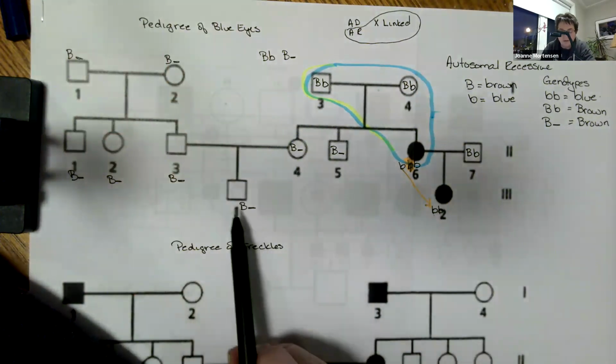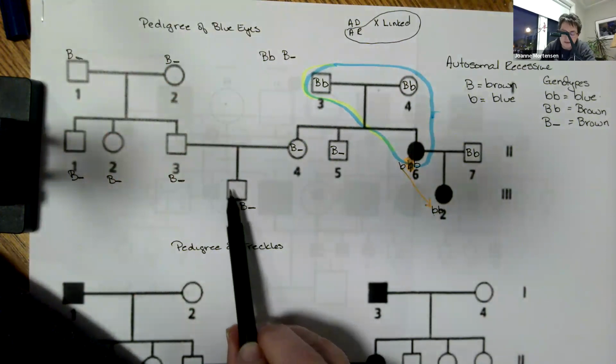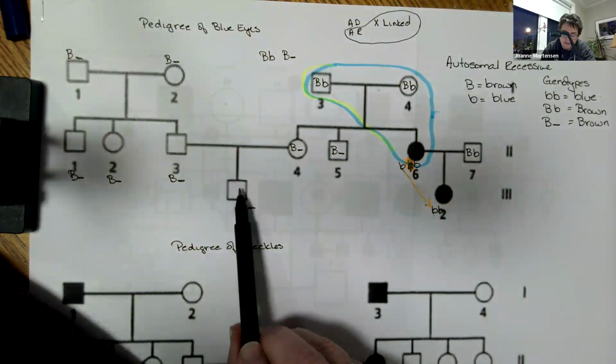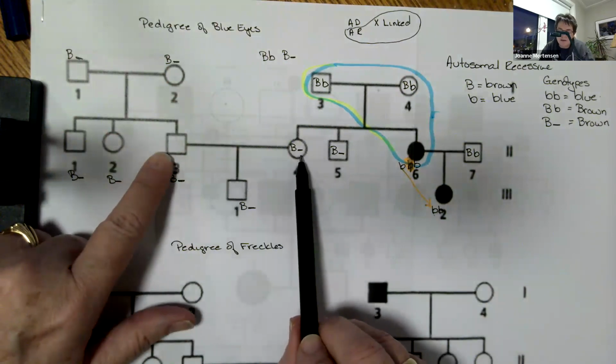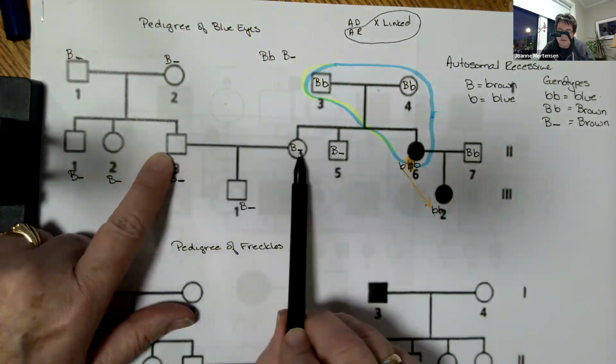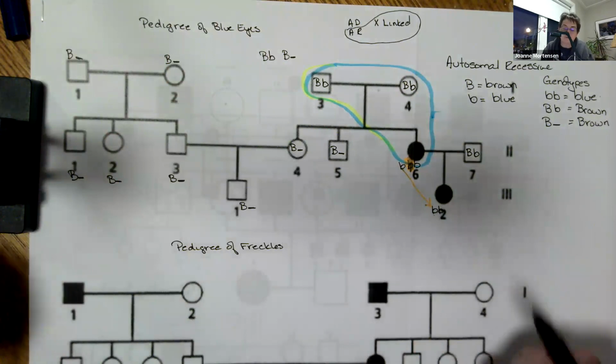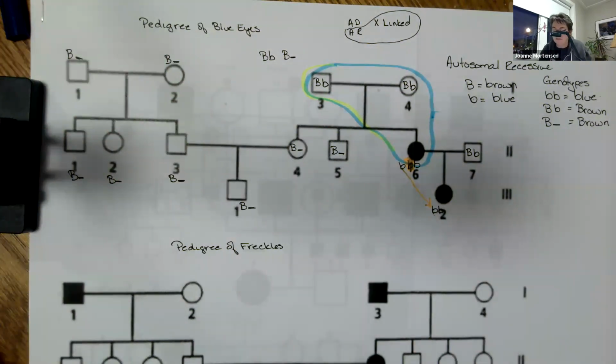If, for example, this individual down here, this son, had blue eyes, we'd be able to trace back that these 2 parents were heterozygous, but it's not, so we don't know. And ta-da, that's pretty much all we can do on this one.